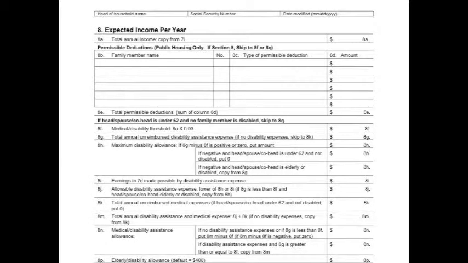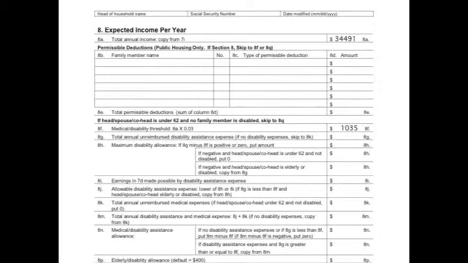Let's go ahead and go over the answers for the Martin family's adjusted annual income. On line 8A, you should have an answer of $34,491. We got this answer from our previous page on 189 when we calculated the family's total annual income. We're going to skip over the permissible deductions and go right to line 8F. On 8F, we have $1,035.